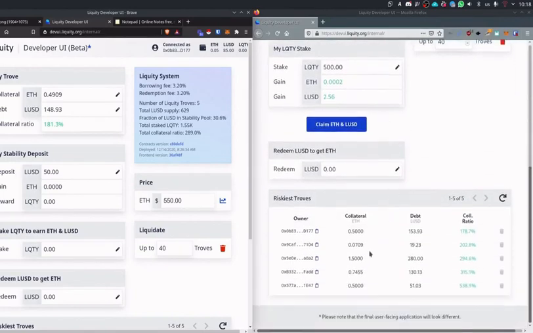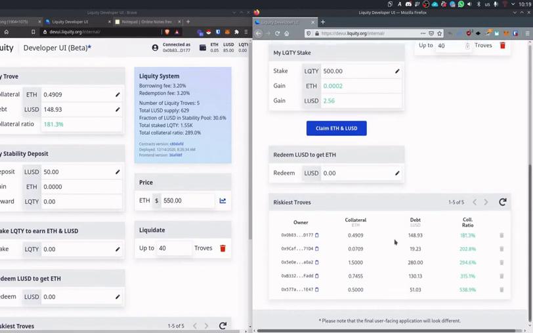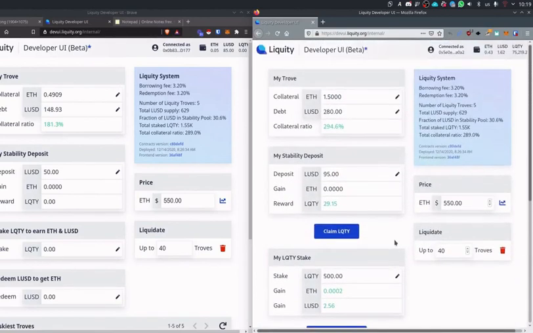So at the bottom of the DevUI, you will see a list of the riskiest troves. Now this user has a collateral ratio of 181. This is still very safe. In Liquity, we have the minimum collateral ratio at 110%, so we are very far away. Now, if we want to demonstrate how to liquidate this trove, we need to lower this ratio below 110. This is obviously achieved by lowering the price.